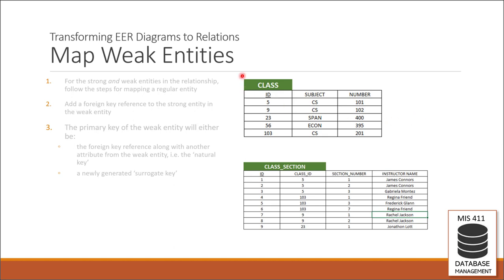So what do we see? We see the class has an ID. CS101, for instance, has ID 5, and we can see that we have 3 sections of class ID 5, CS101, taught by 3 different individuals. We have class ID 23, which is Spanish. We have 1 section of that. We have class ID 56, which is Econ 395, and it looks like that's not being taught.